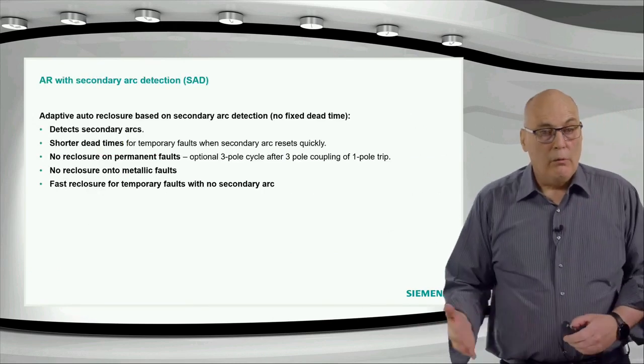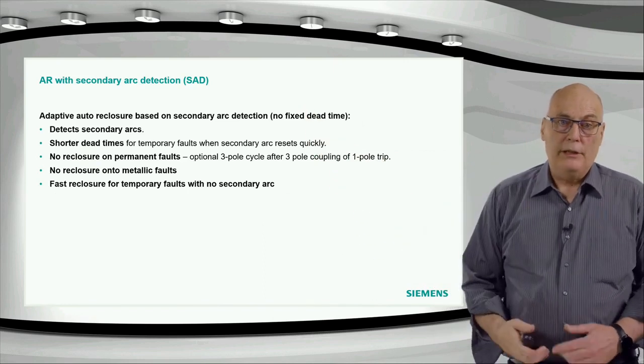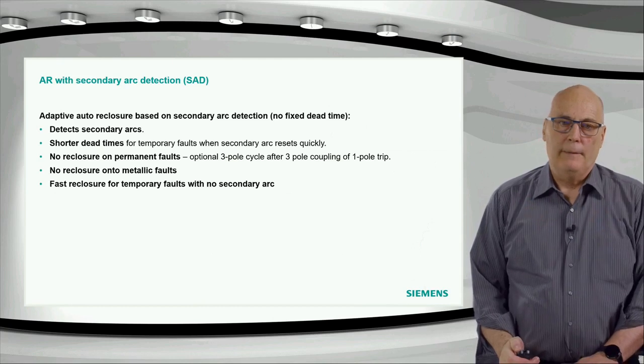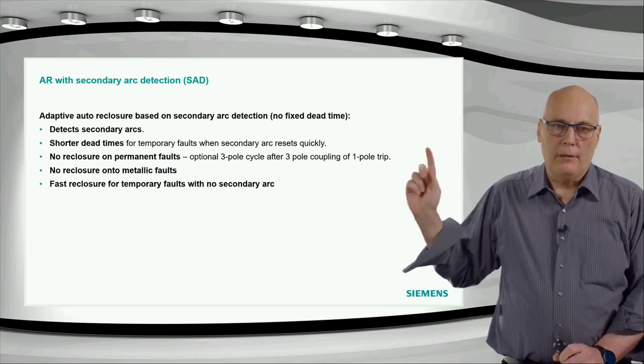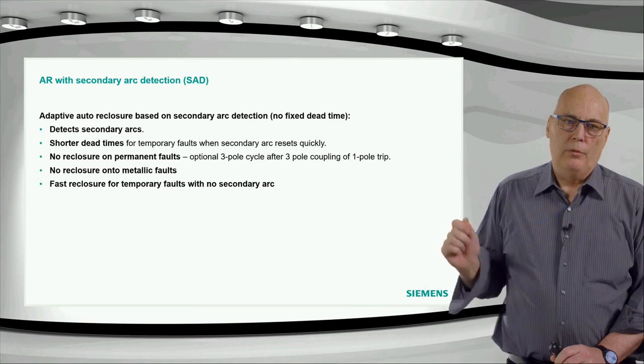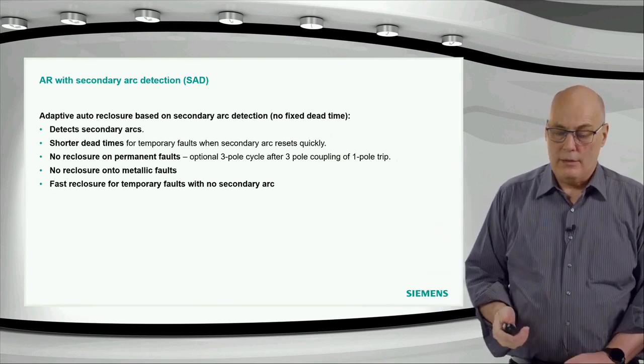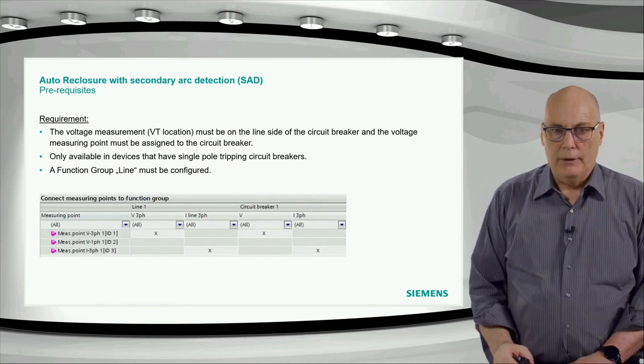So now, if you're going to apply the secondary arc detection for the auto recloser, it will improve the performance significantly. Okay, we'll have shorter dead times, no reclosure on permanent faults, no reclosure on metallic faults, and so on. That is obviously a big advantage.